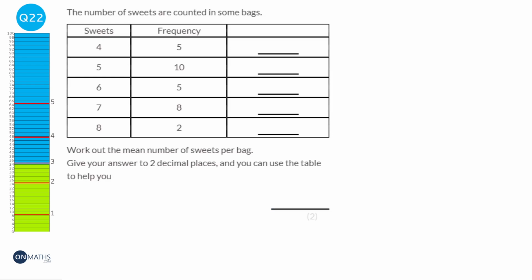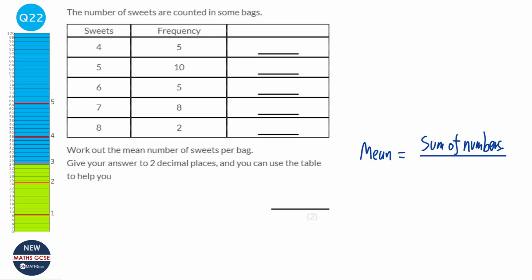To work out the mean, what we need to do is work out the sum of the numbers, basically add them all up, and divide that by the amount of numbers.